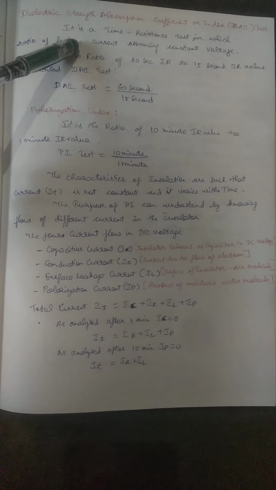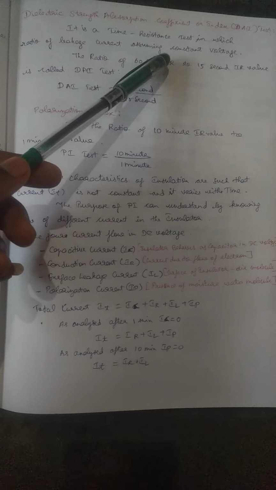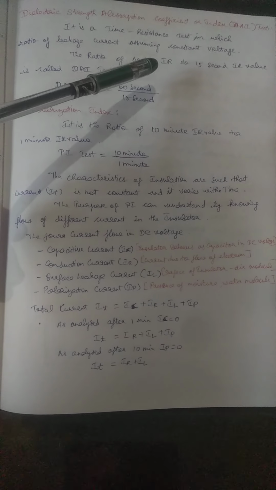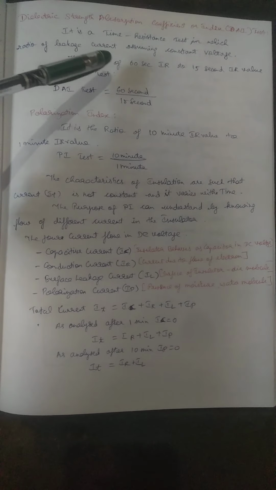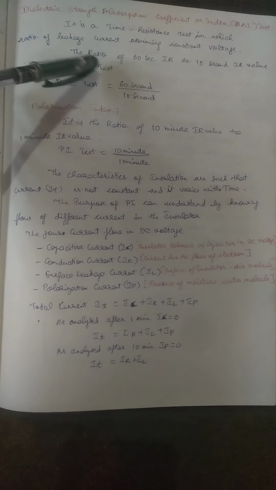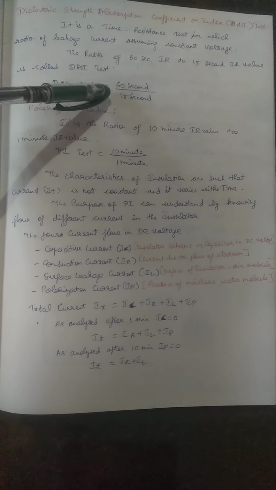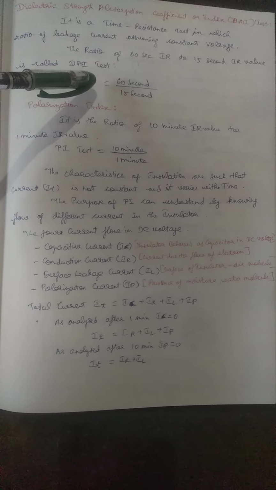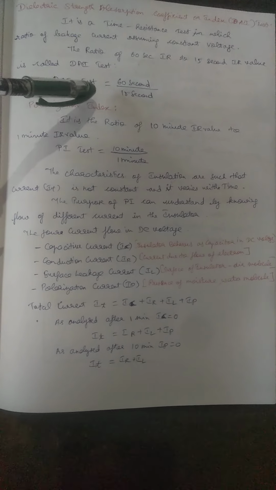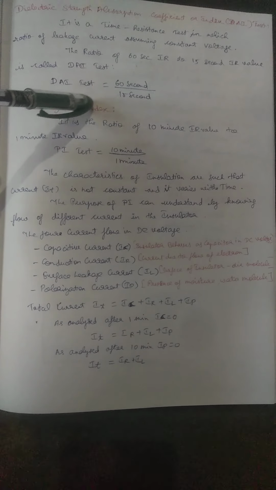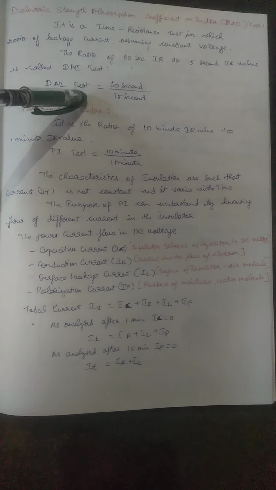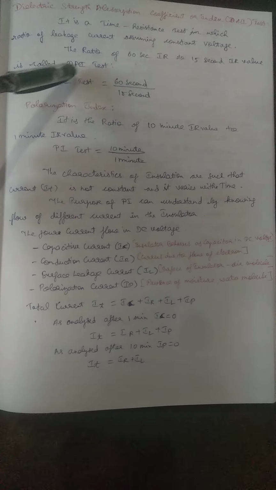So it is a time resistance test in which the ratio of leakage current is measured at constant voltage. Here the voltage is constant, and we inject for 1 minute. In that time the leakage current will be noted. We can easily understand that R is equal to V by I. If the I value varies, automatically our resistance value will vary, so the resistance we get is as per the current leakage.